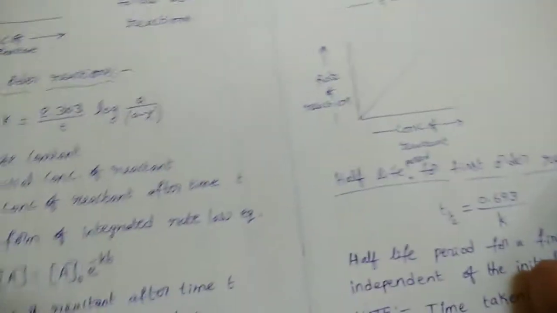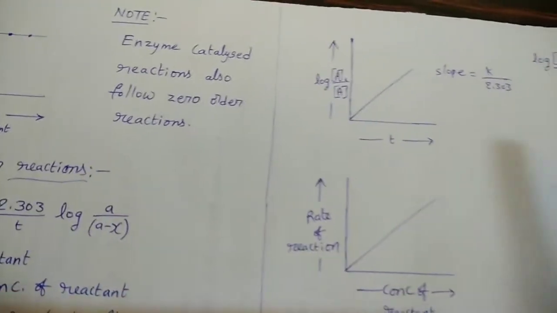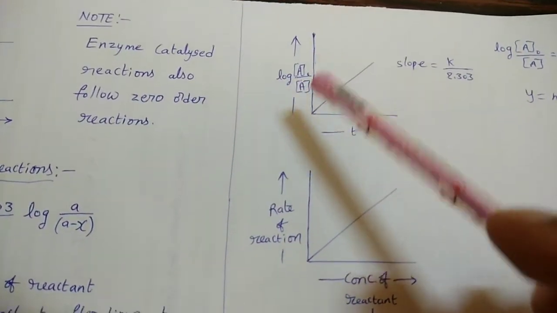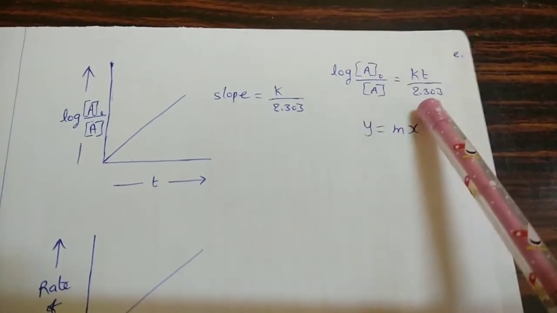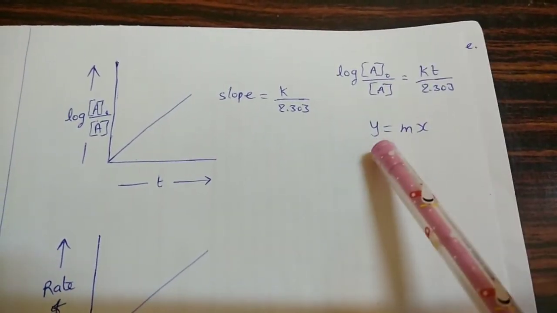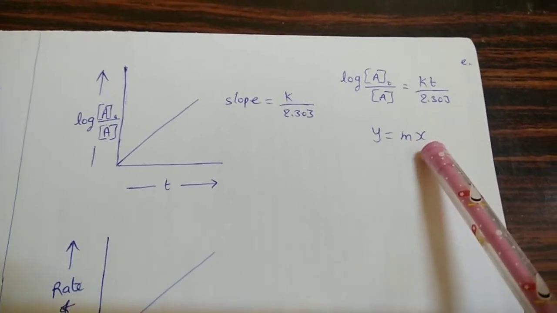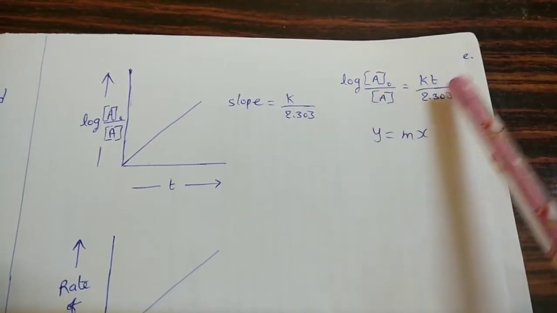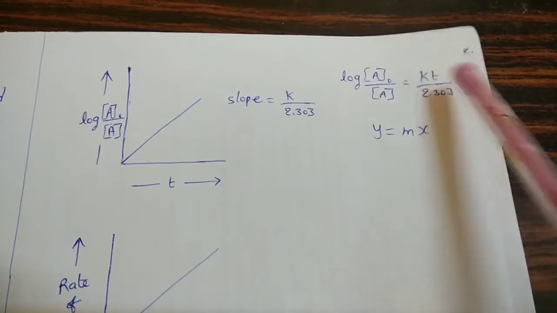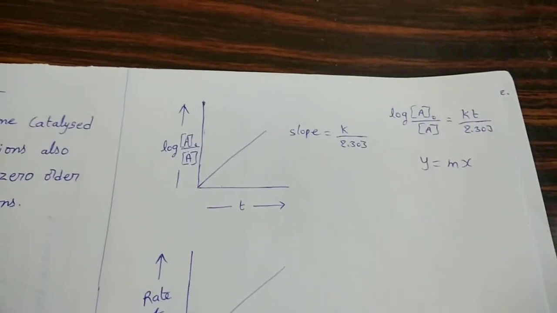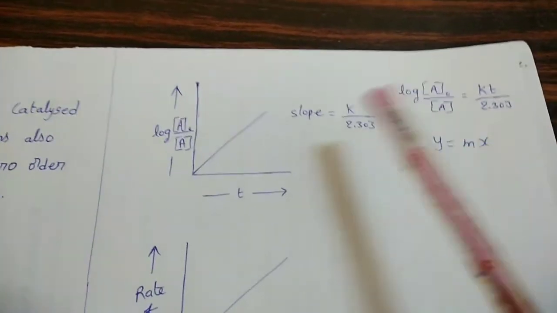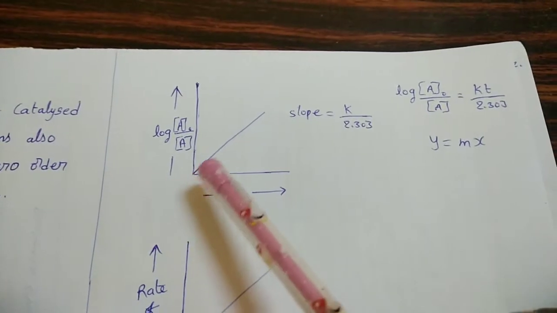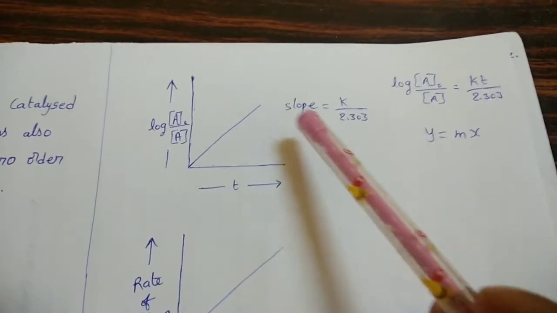Next, another graph for first order. Say this: log of A naught by A equal to kt divided by 2.303. It is similar to y equal to mx. So with this parameter on the y-axis and time t on the x-axis, we can get a straight line passing through origin. For this line, slope equal to k by 2.303. So for the given data, if we get a straight line between these two parameters, then we can say it follows first order.